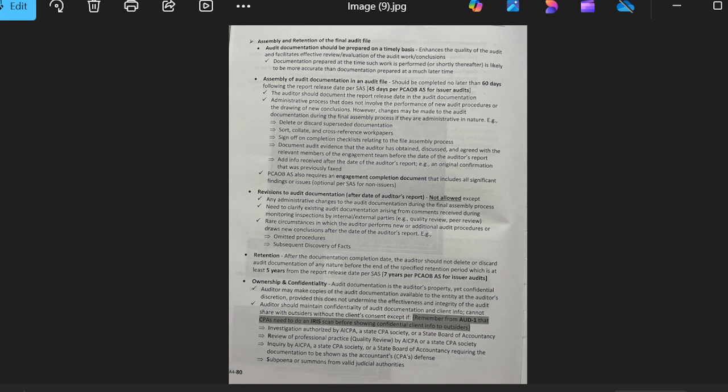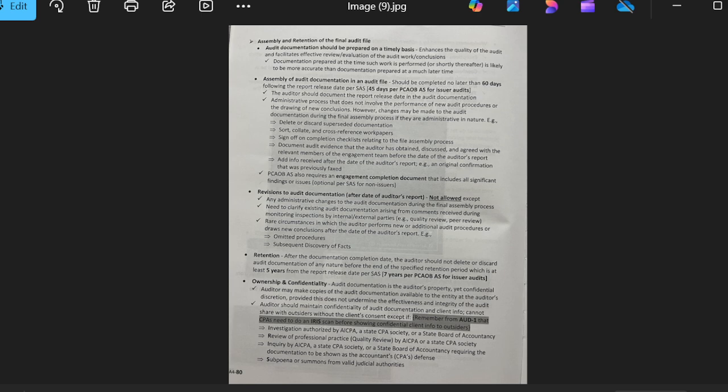So moving forward now, assembly and the retention of the final audit file. Audit documentation should be prepared on a timely basis. It enhances the audit quality and facilitates effective review and evaluation of the audit work and the conclusion. Documentation prepared at the time the work is performed is likely to be more accurate than documentation prepared at a much later time. Assembly of the audit documentation in an audit file should be completed not later than 60 days following the report release date as per SAS and 45 days as per the PCAOB AS for the issuer audit. The auditor should document the report release date in the audit documentation.